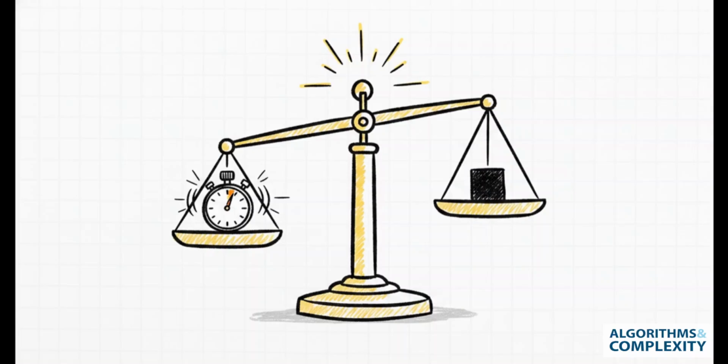Heap sort really gives you the best of both worlds when it comes to worst-case guarantees. It provides the O(n log n) time efficiency of merge sort, but achieves it with the O(1) constant space efficiency of selection sort. When memory is at an absolute premium, but you still need guaranteed speed, heap sort is your answer.